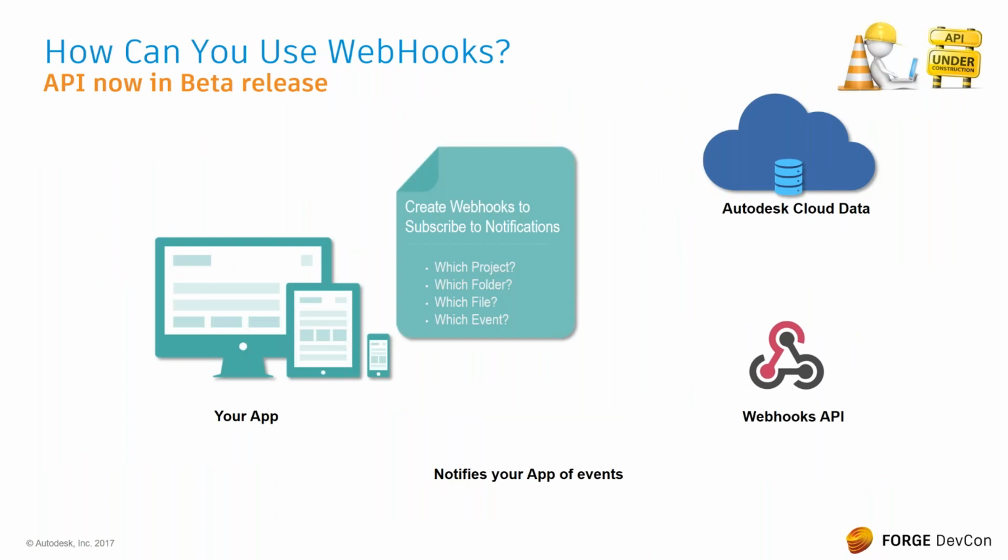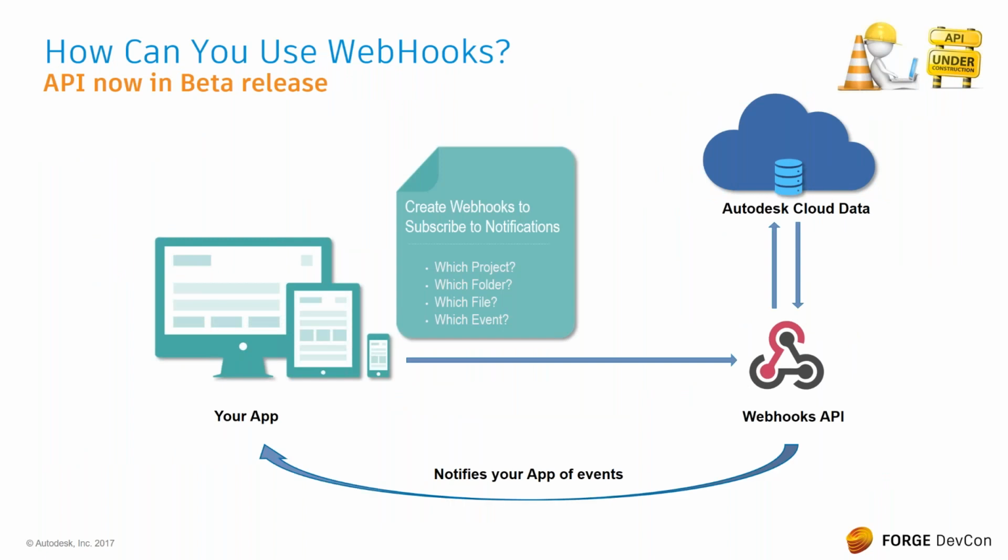So think of your application here on the left-hand side of the screen, and Autodesk Cloud applications on the right-hand side of the screen, and the Webhooks API. What you do is you go in and subscribe to some actions in the Webhooks API. When those actions happen, for example in BIM 360 Docs, they will send a message to a URL that you provide. Your application is monitoring that URL.